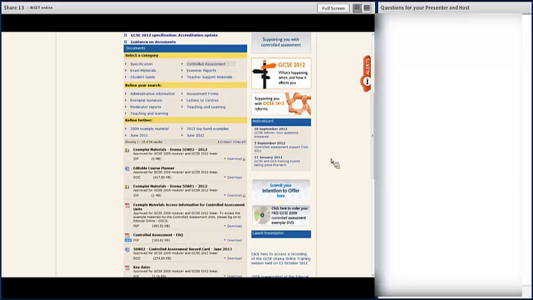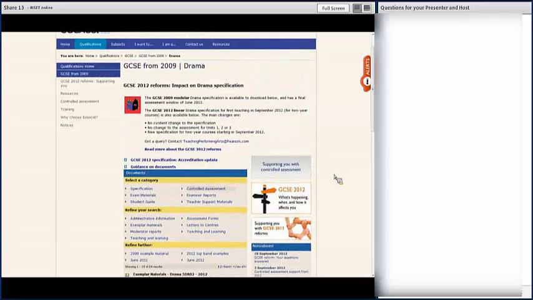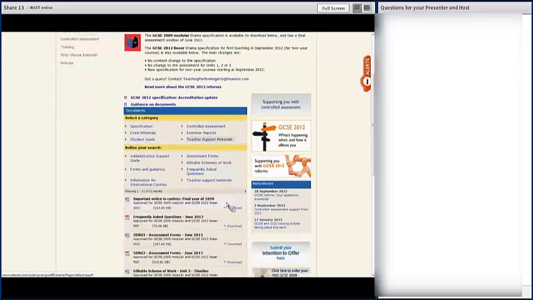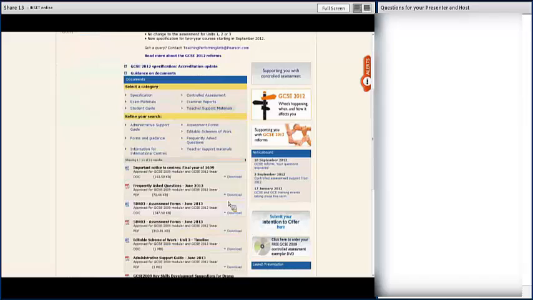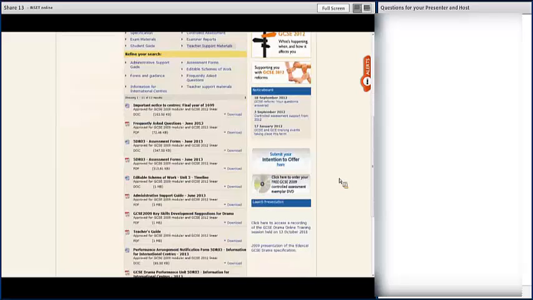We've also got, if you wouldn't mind going back up to the very top list, Nikki, a tab called Teacher Support Materials on the right hand side, third one down. If you could click on that one for me. That's lovely. And you can see again that you've got your assessment forms in this document as well. Also, the 6th document down is the Administrative Support Guide for June 2013.